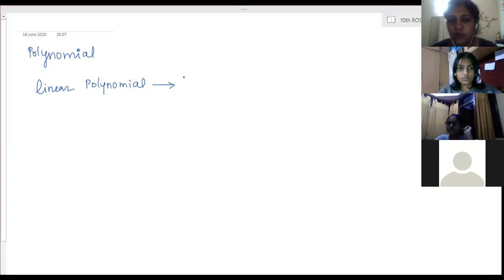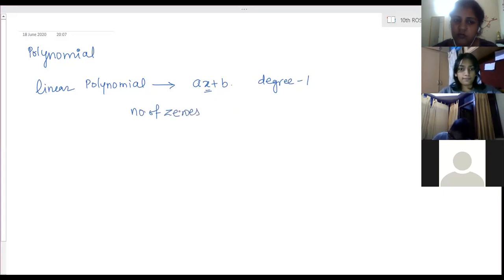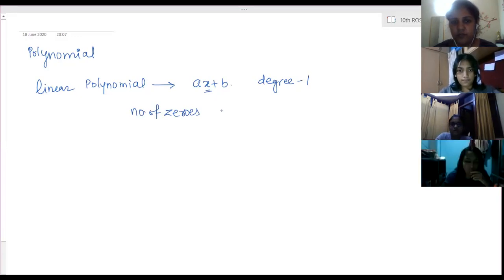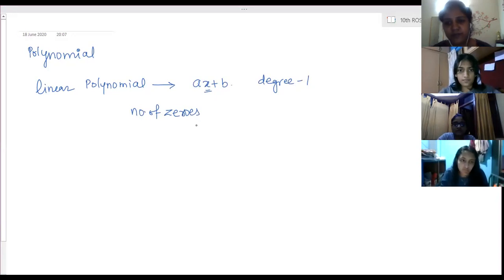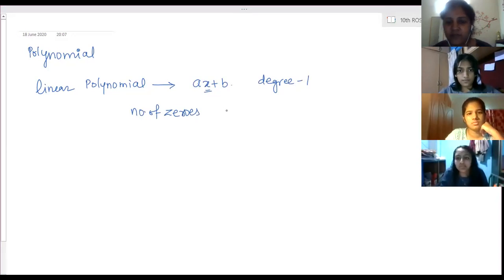Linear polynomial, general form is ax plus b, where x is a variable, a and b are numbers. Degree is 1. Number of zeros: how many zeros does a linear polynomial have? 0 or 1.